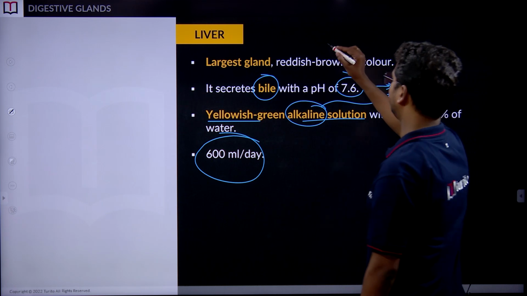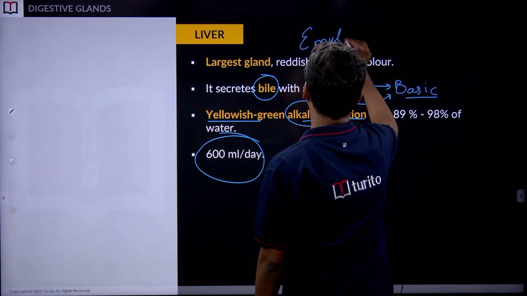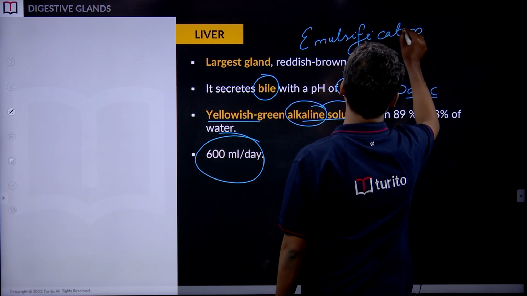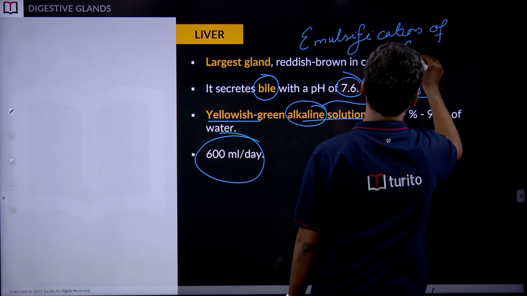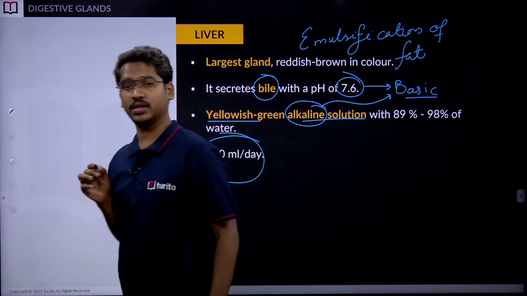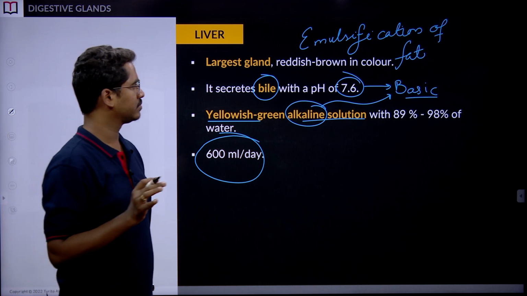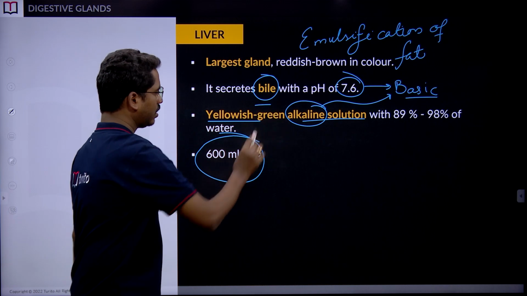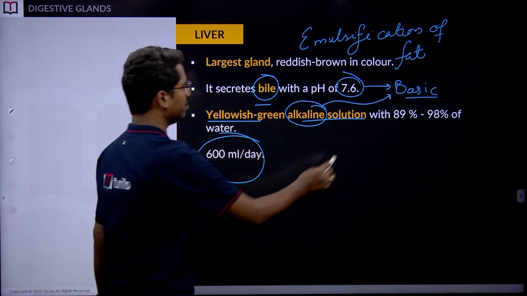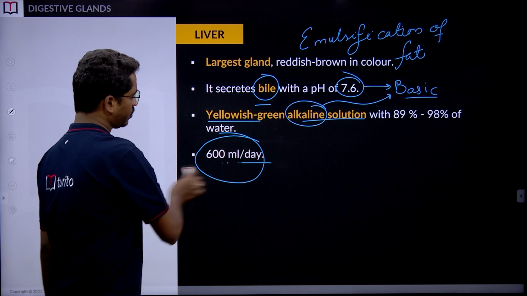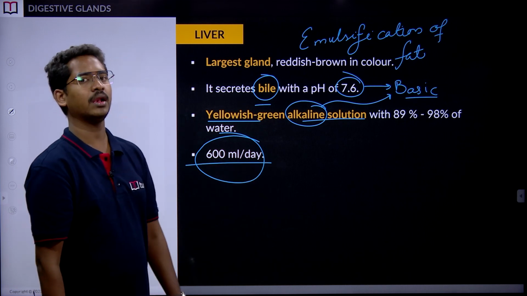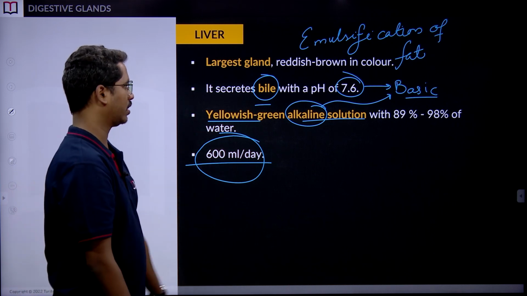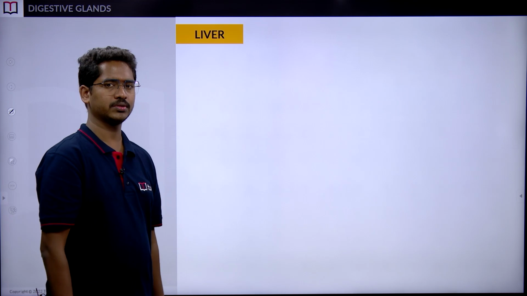emulsification of fat, if you remember that. So, it helps in doing that function, emulsification of fat. For that we need bile juice, okay, and it has to be basic, and you see the quantity, 600 ml per day, that is the amount of bile released in our body per day. Okay. So, hope you understood that in short.